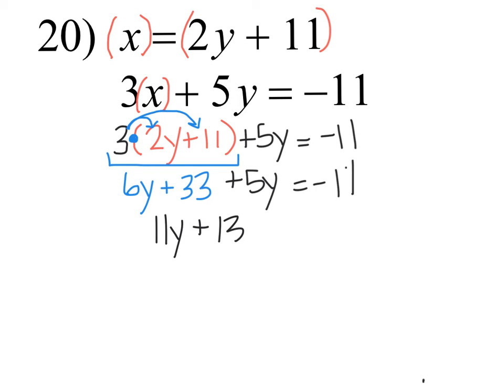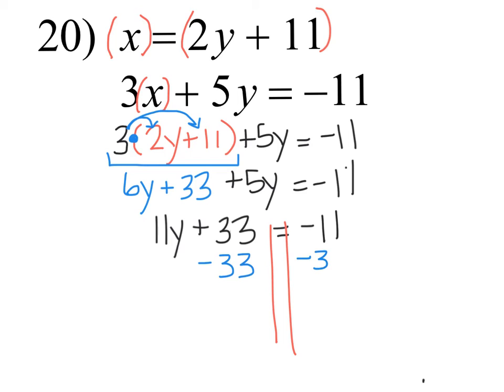Oops, I made a mistake. Plus 33, and that is equal to negative 11. Now I can make my railroad tracks. I've gotten this problem down to one variable, so I can start by subtracting 33. That cancels on this side. I'm left with 11y equals negative 11 and negative 33.